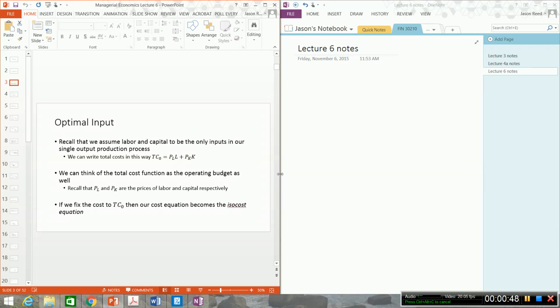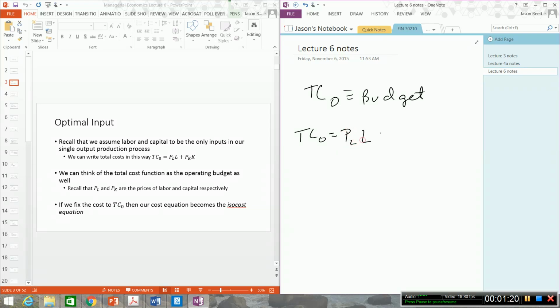input methods. So we can think of the total cost function in this way as the total cost, essentially. Total cost is going to be some fixed value that we're choosing, and that's going to be essentially our budget. So if we have some fixed total cost, it's going to be equal to the price of our input of labor, P sub L, times labor, plus the price of capital times capital.